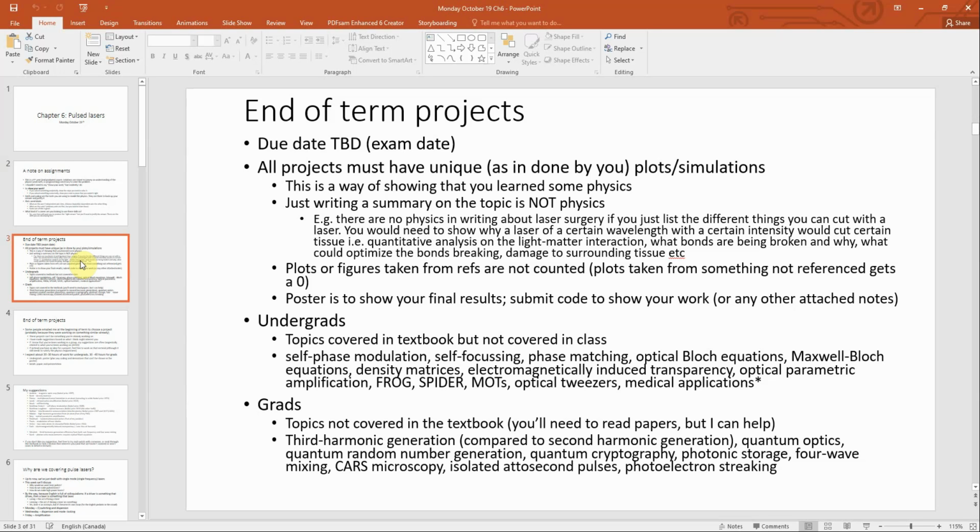So the goal of the topics for undergrads is topics that are covered in the textbook but not covered in class. And for grads, it's topics that aren't covered in the textbook. So you'll need to read some papers. Of course, I can point you in the direction of some of the papers. Okay.